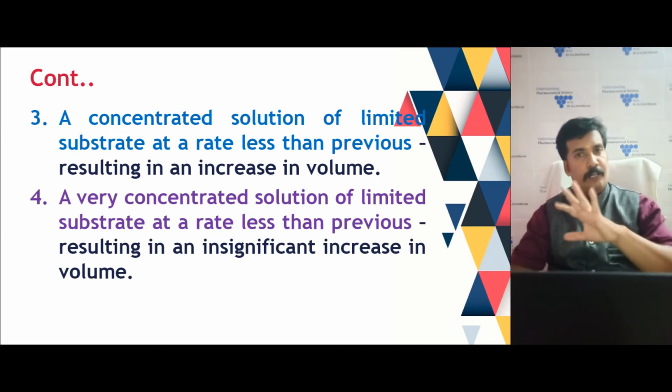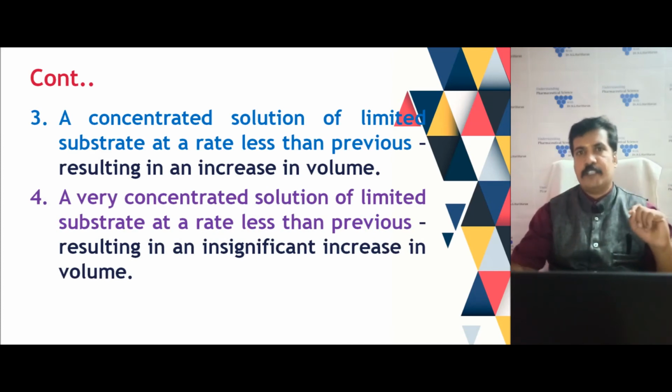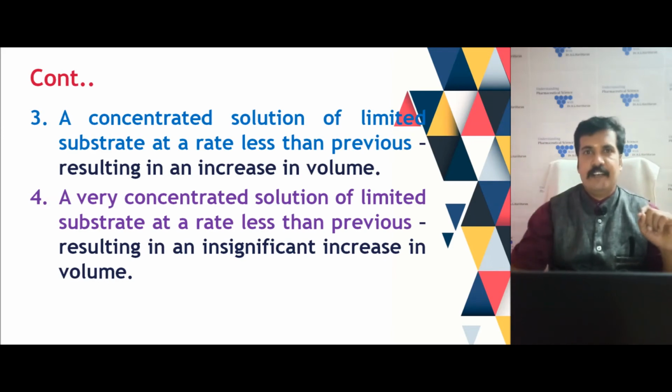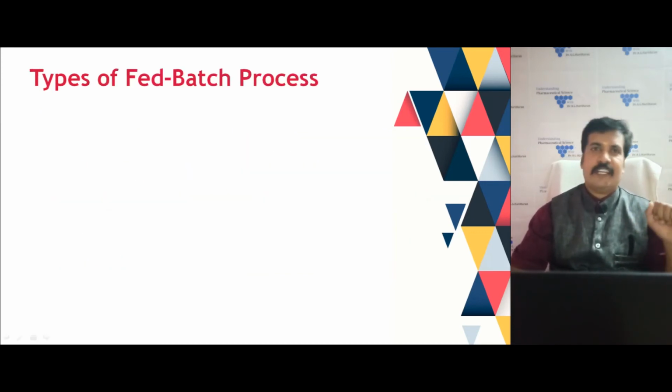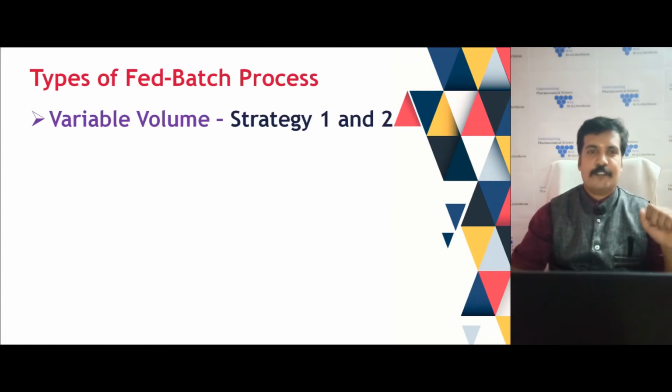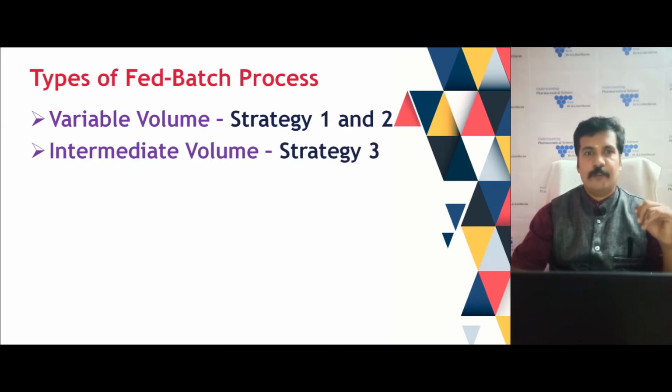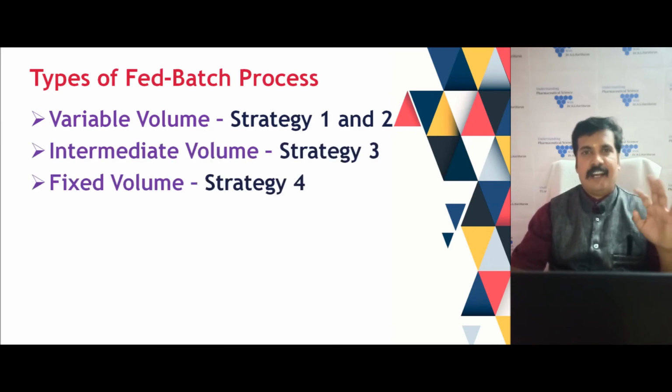But if we don't need any increase in the volume, we have to concentrate the limiting substrate and add it. So this doesn't cause a significant increase in the volume. It will be insignificant in nature. Based on this, we can classify the fed batch process into 3 types. One is variable volume, that is strategies 1 and 2. Second is intermediate volume, that is strategy 3. And there is fixed volume, that is strategy 4.